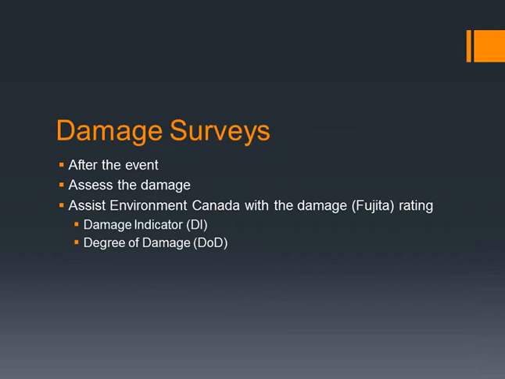So damage surveys, obviously they happen after the event, and they're used to assess the damage. We assist Environment Canada. They've been doing damage surveys for a number of years, but it's a nice team. We bring the structural side of things, and they bring the meteorology side of things. So at the end of the survey, we want to learn, but we also want to rate the Fujita scale. To do that, we use damage indicators.